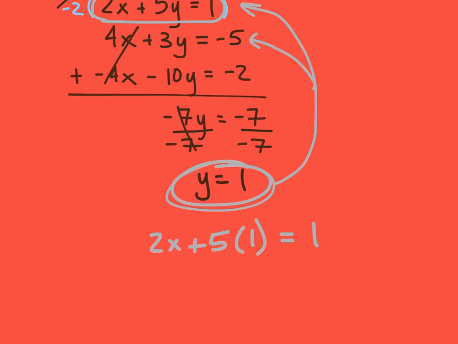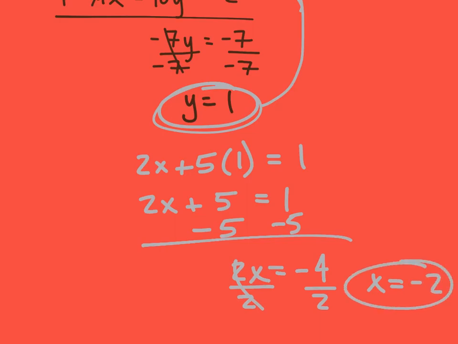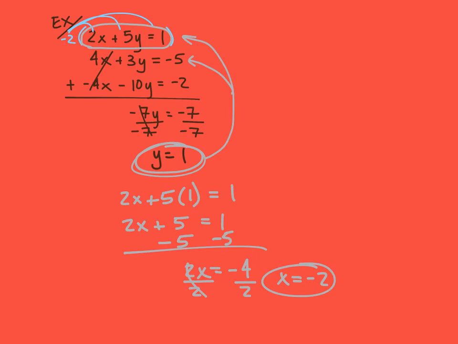Let's solve this equation for x. I've got 2x plus 5 times 1, which is 5, equal to 1. I'm going to subtract 5 from both sides, and I end up getting that 2x is equal to negative 4. Divide both sides by 2, and I get that x is equal to negative 2. And that's my value for x. So now remember what we have here: I have an x value and a y value. I'm looking for a solution, which in this case is going to be (-2, 1).